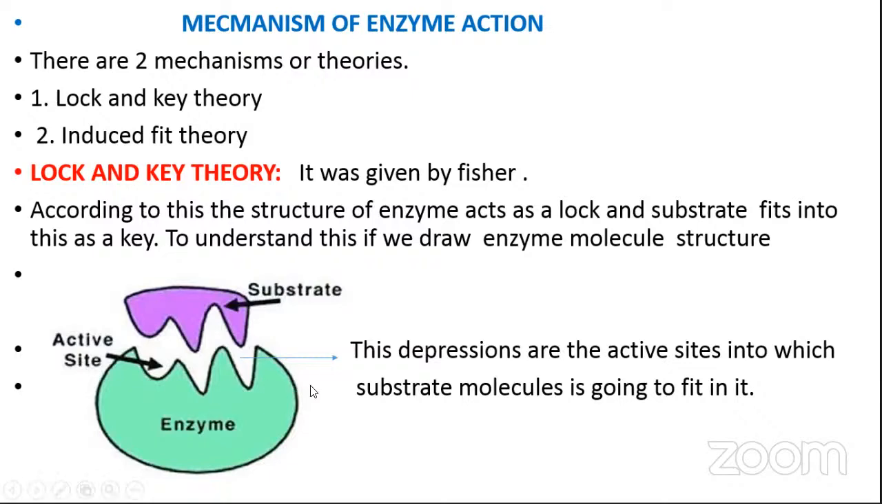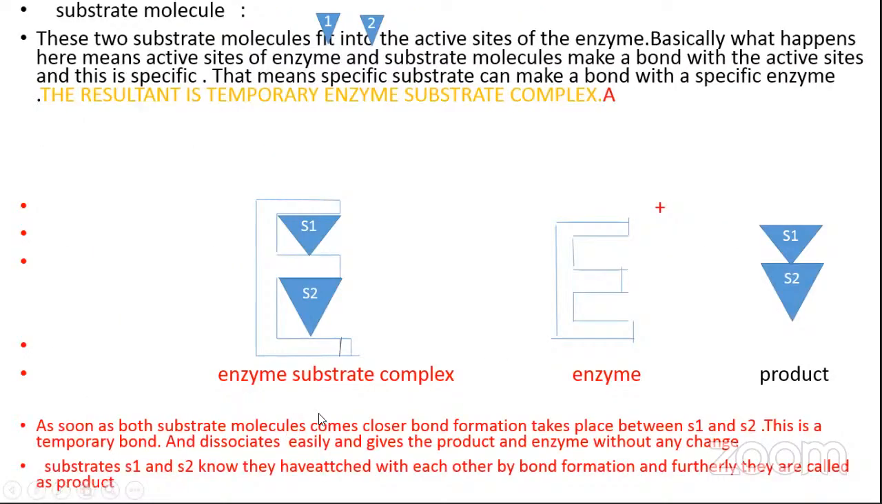This enzyme substrate complex further undergoes reactions and gives the product molecules and the enzyme as it is. The enzyme comes out without undergoing any change in its structure or its nature. So there is no change in the structure of the enzyme, whereas the product molecules combine with one another, are joined together, and make a new end product. So this is about the lock and key theory.